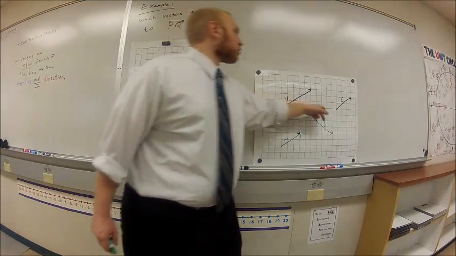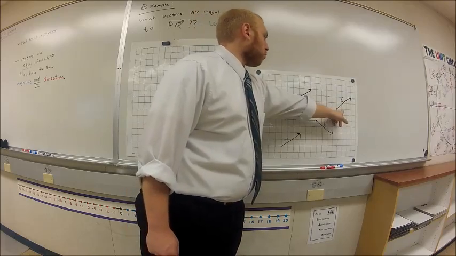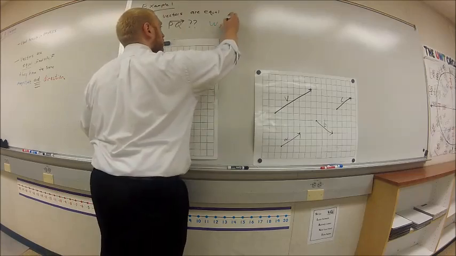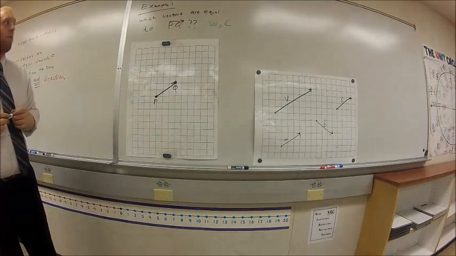Well, I'm noticing that one also went right and up. And it went right 1, 2, 3, up 1, 2. So C also works. Those are the 2 vectors that were equal.